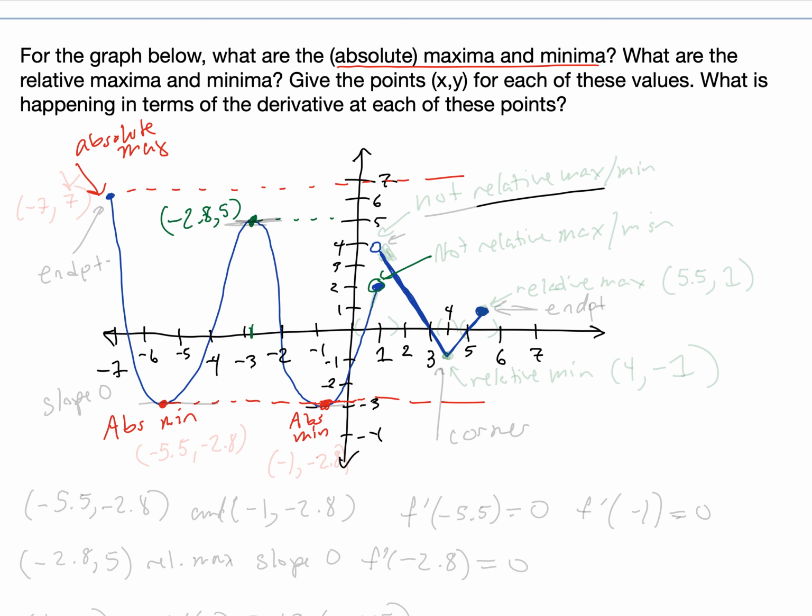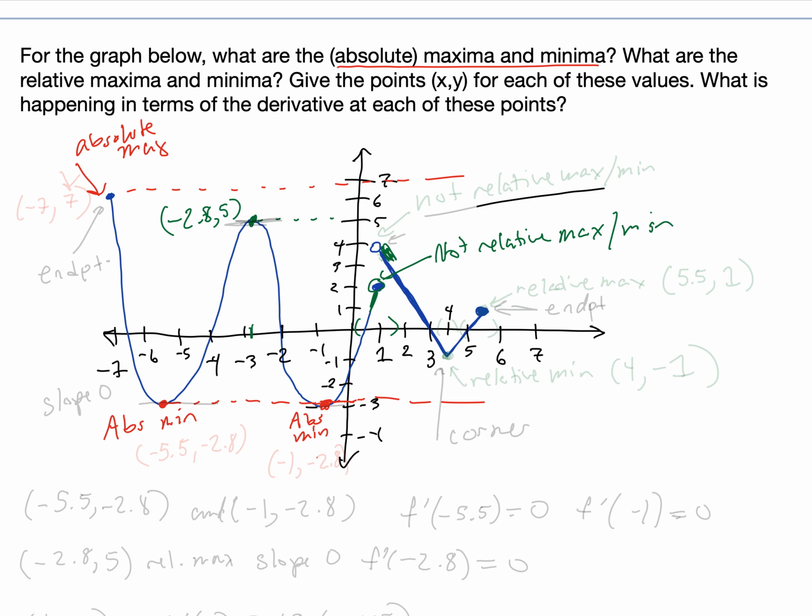Actually, no, it is not a relative max, because if we look here, it is not larger than everything to the left of it. So there is no open interval containing that point such that it is larger than everything around it. Similarly, there is no open interval containing that point such that it is smaller than everything around it, because in any open interval containing it, there are values that are smaller, and there are values that are larger. So this is not a relative max or min.